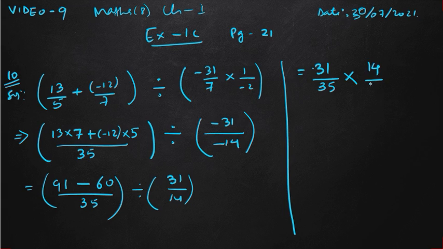So 31 cancels. Okay, we can cancel the 35 as well as 14. So 7 times 2 is 14 and 7 times 5 is 35. So the answer will be 1 times 2 is 2, divided by 5 times 1 is 5. So the answer is 2 by 5. I think it is clear. Okay, so next we will move to question number 11.